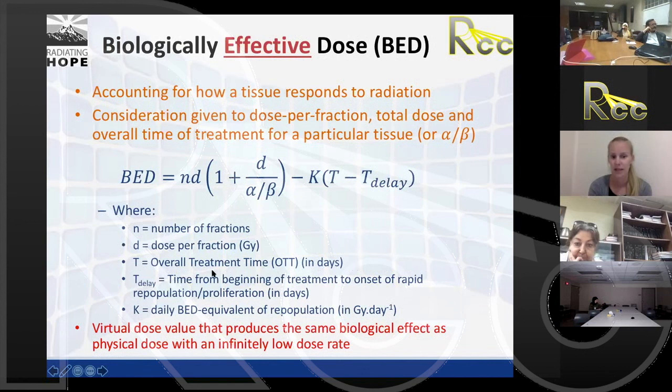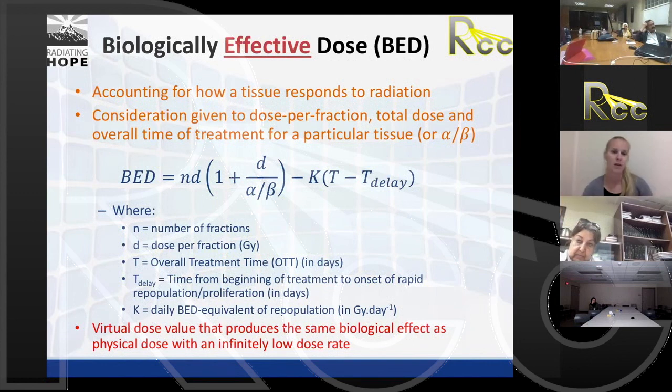This T delay is the time from the beginning of treatment to the onset of rapid repopulation that we talked about a few minutes ago, where I said that 2 to 6 weeks after you start treatment, the cells start to more rapidly redivide and multiply. So we take that into account in the equation. And that's also taken into account in this K value here, which is sort of an equivalent dose of radiation that will account for that repopulation, in grays per day.